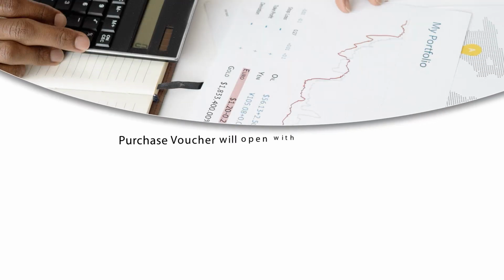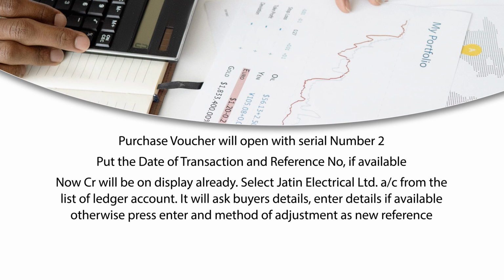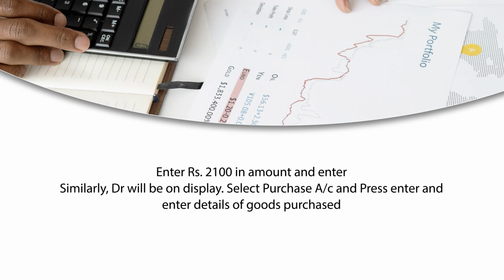Purchase voucher will open with serial number 2. Put the date of transaction and reference number if available. Now credit will be on display already. Select Jatin Electricals Limited account from the list of ledger accounts. It will ask buyer's details. Enter details if available, otherwise press enter, and method of adjustment as new reference. Enter rupees 2100 in amount and again enter.